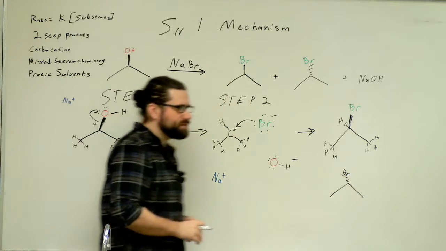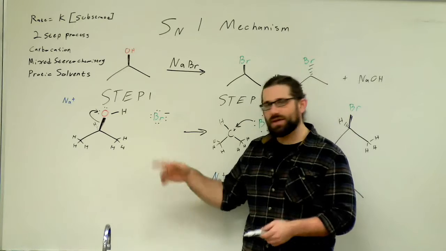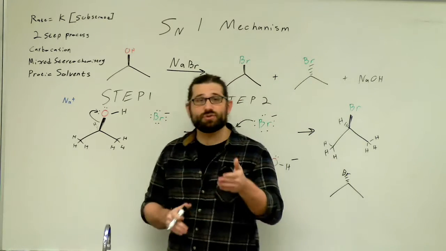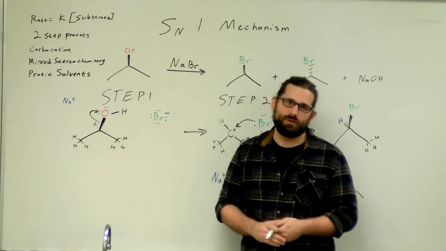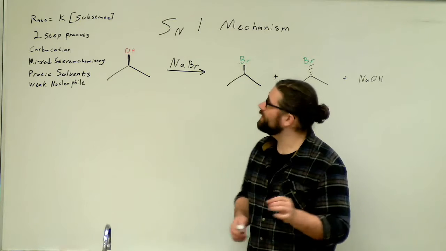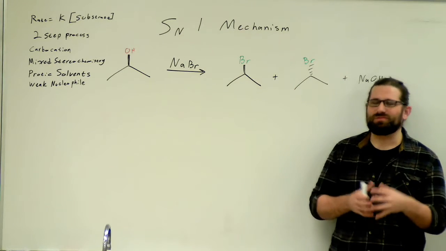So protic solvents, that's very important. Notice, the bromine is a weaker nucleophile. This is going to be very common. So the SN1 mechanism is able to proceed based on a weaker nucleophile. So weak nucleophiles are going to be favored in the SN1 mechanism because that stronger nucleophile is a lot more reactive.